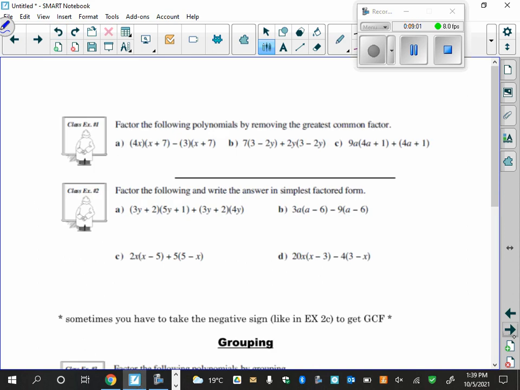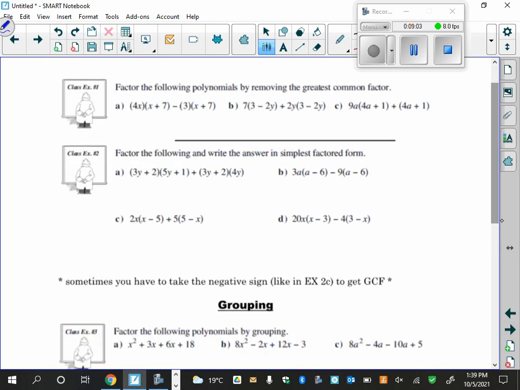One more top of the next page. What's the common binomial, everyone? Good. Take out an x plus 7. And whatever is not x plus 7, right into the second bracket. So 4x subtract 3. Your turn to do the next one. Go ahead, and these take very short time.